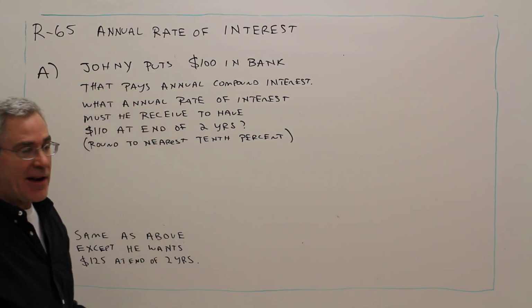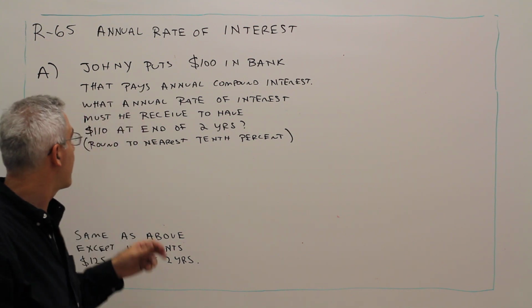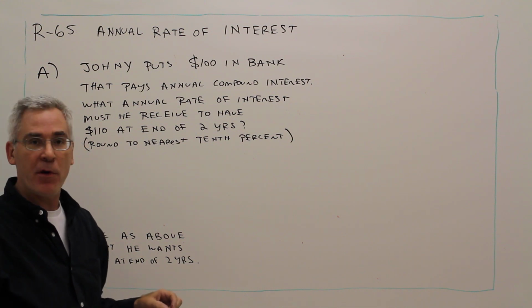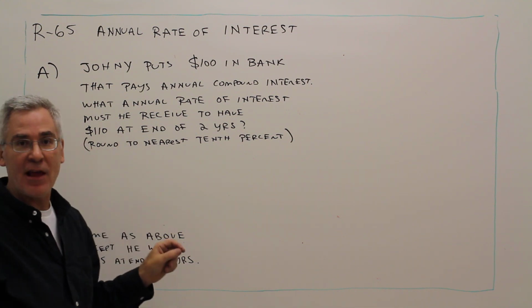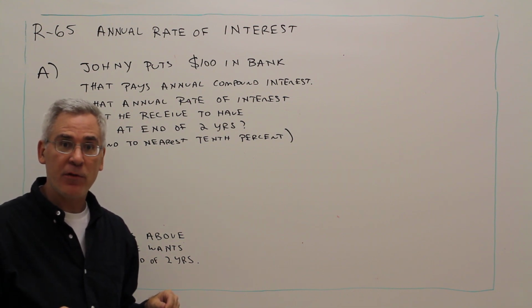First one, Johnny puts $100 in a bank that pays annual compound interest. What annual rate of interest must he receive to have $110 at the end of 2 years? Round to the nearest tenth of a percent.